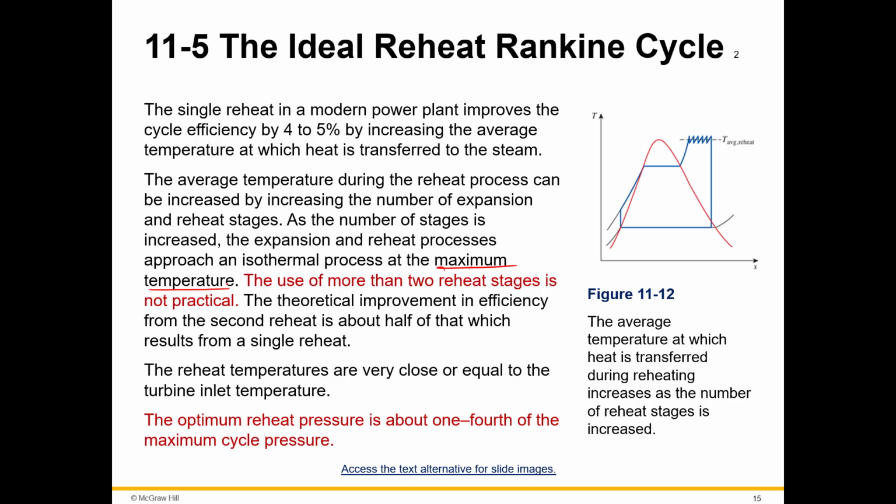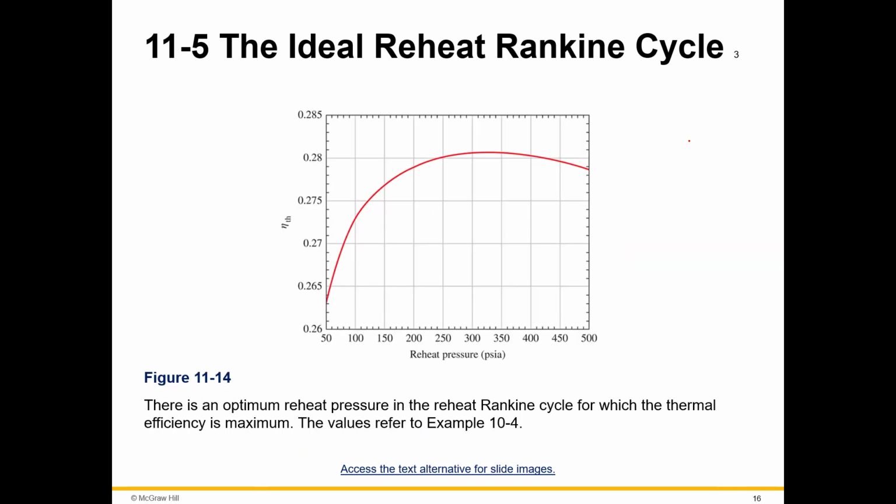The reheat temperatures are very close or equal to the turbine inlet temperature, and the optimum reheat pressure is about 1/4 of the maximum cycle pressure. And so it just goes in here, and it's just showing you that while you go up and down, you do have just an average reheat. There's an optimum reheat pressure in the reheat Rankine cycle for which the thermal efficiency is maximum, and this is just plotted for efficiency over reheat pressure.